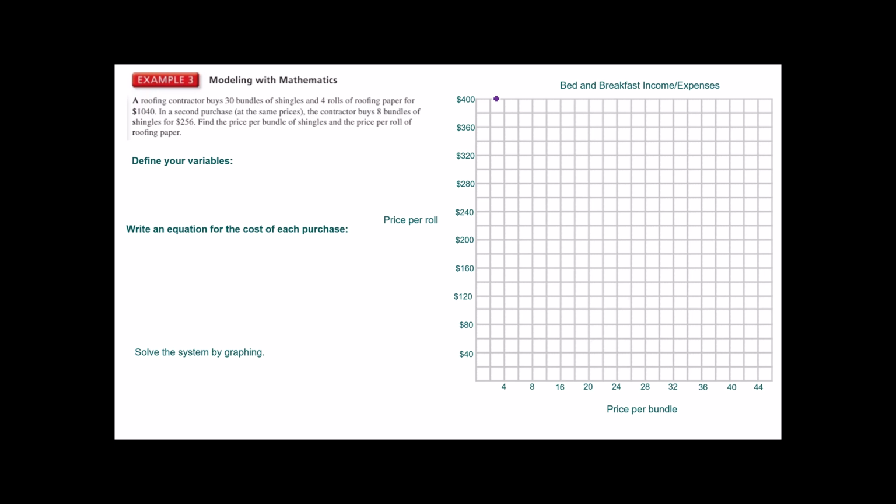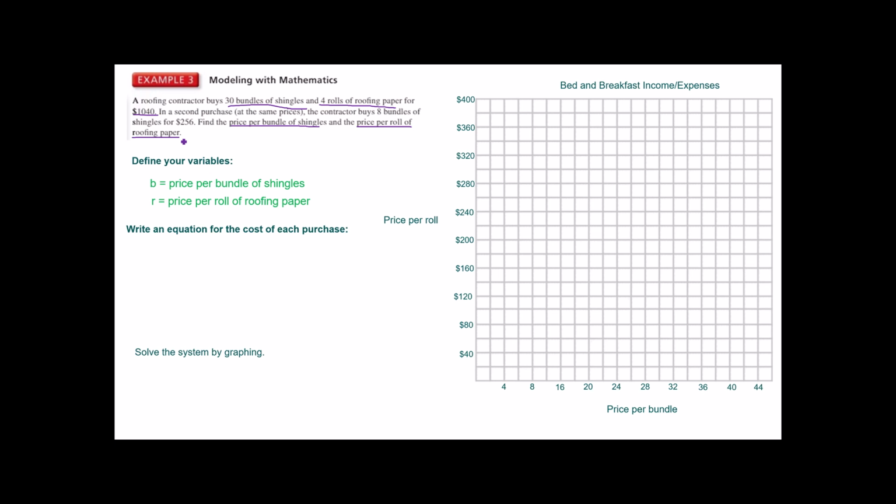Here's another example kind of like that. A roofing contractor buys 30 bundles of shingles and 4 rolls of roofing paper for $1,040. In a second purchase at the same price, the contractor buys 8 bundles of shingles for $256. Find the price per bundle of the shingles and the price per roll of roofing paper. Notice they have given us our 2 unknowns. I'm going to call B the price per bundle of shingles and R the price per roll of roofing paper.